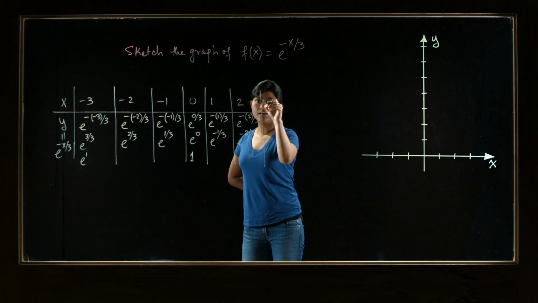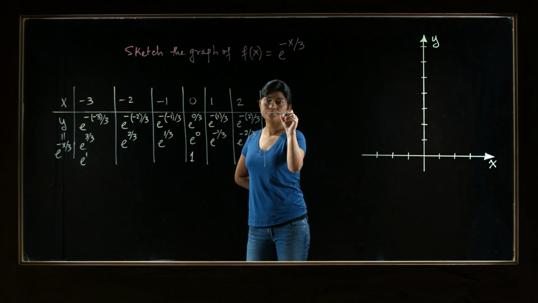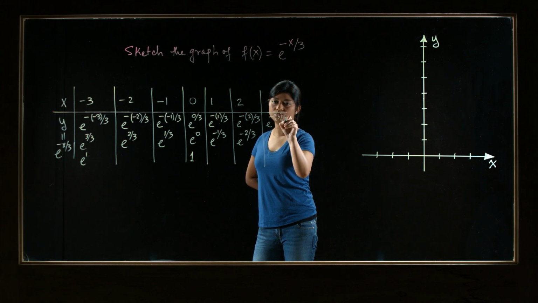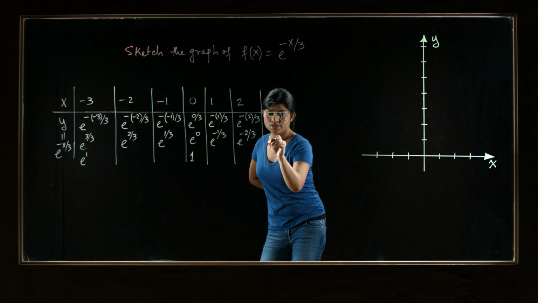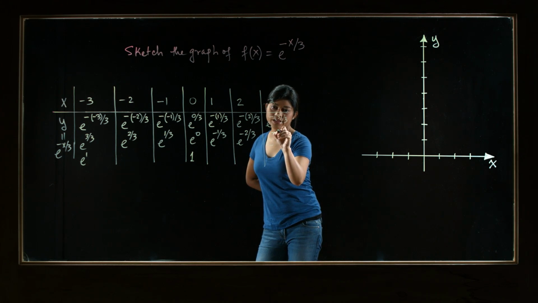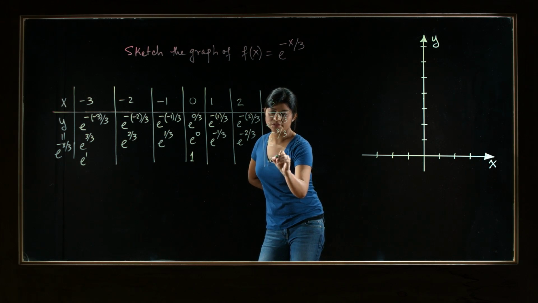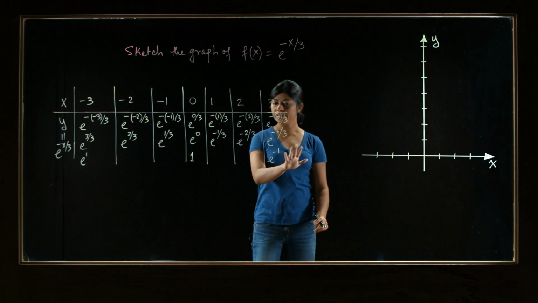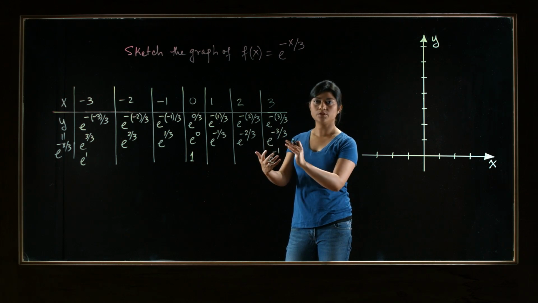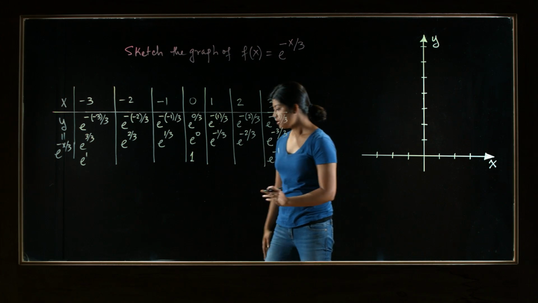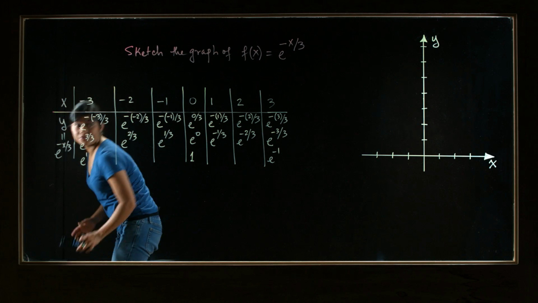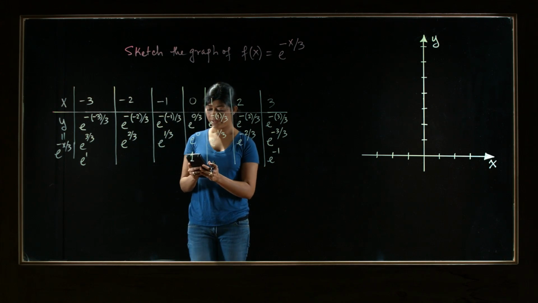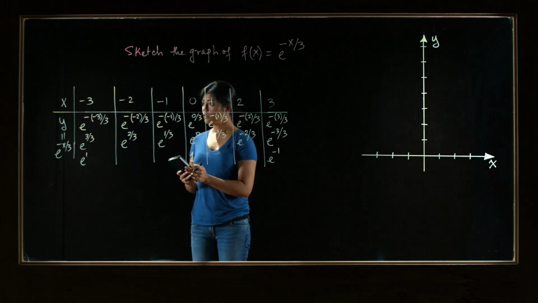And let's plug in x equals 3 as well. So, we get e to the negative of 3 over 3. So, this is e to the negative 3 over 3, which is e to the negative 1. Now, in order to plot these points, we need to know in decimal places what these values are. So, let's pick a calculator and figure these values.